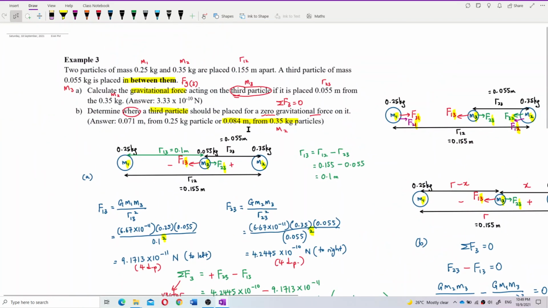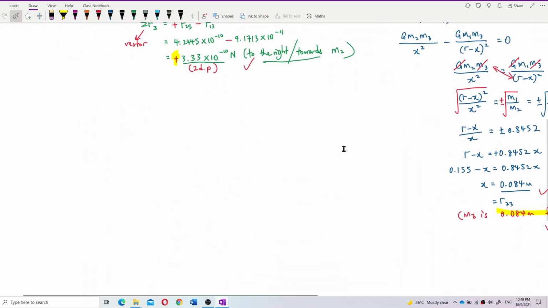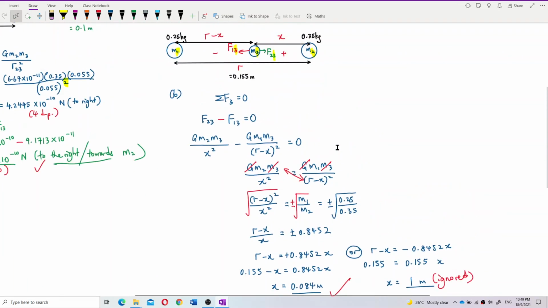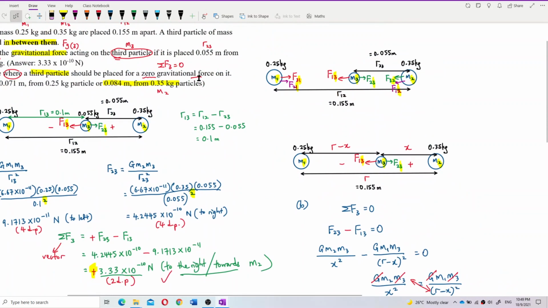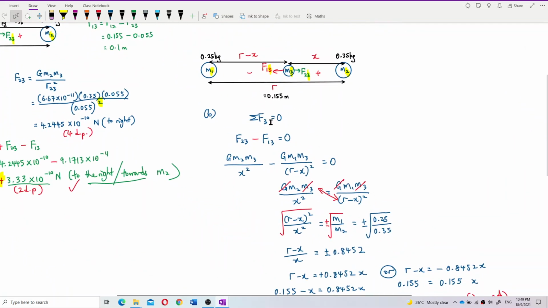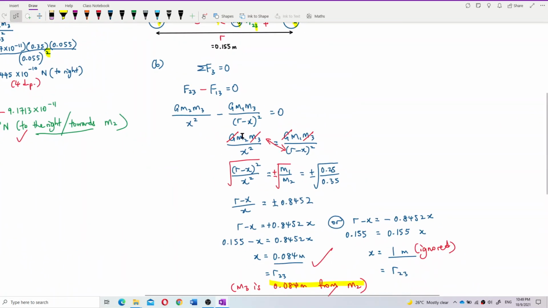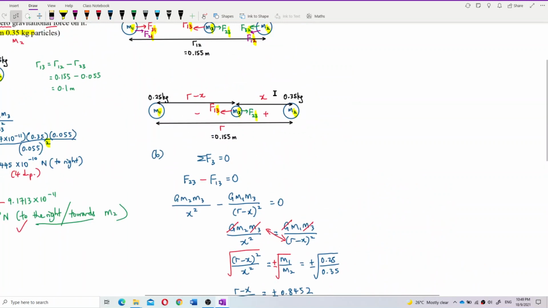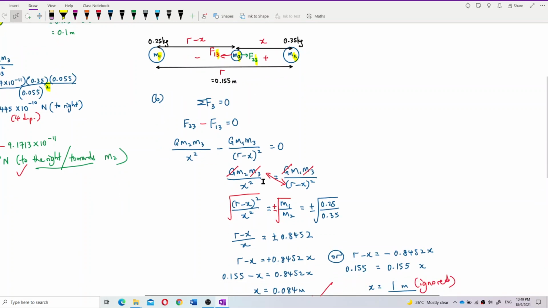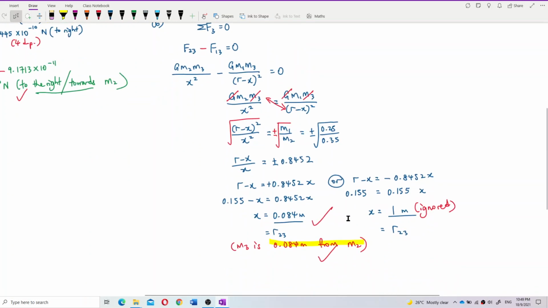So that's it for these questions. Hope you understand. Resultant force 0 means we put it like this. Resultant force 0, then we solve it. Put one distance as x, the other one is r minus x. Then you should do it. That's all. Thank you.